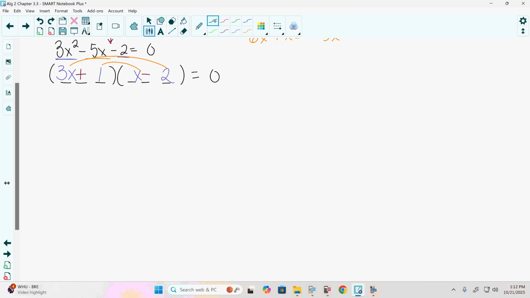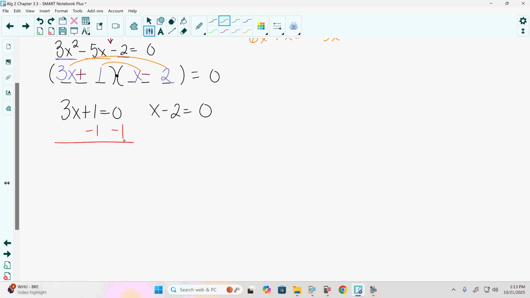Now the reason we factored them out into these two sets of parentheses is because of our zero product property, which tells us that if we have two or more things multiplied together to equal 0, one of these two expressions must be 0, either 3x plus 1 or x minus 2. And we can solve this here.